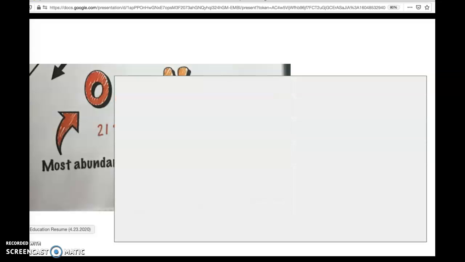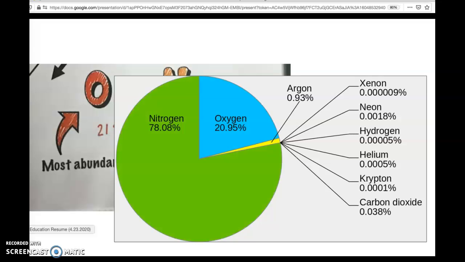And then, if we keep going, I got a chart for you. So here's the composition of the atmosphere broken down for you in a pie chart. As you can see, nitrogen is the majority of what we've got in our atmosphere, followed by oxygen. Argon, one of our noble gases, makes up almost 1% of our atmosphere. And then we have trace amounts of xenon, neon, hydrogen, helium, krypton, and carbon dioxide. But for the most part, it is nitrogen.